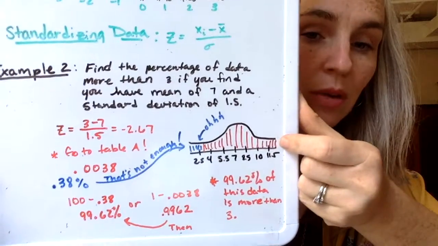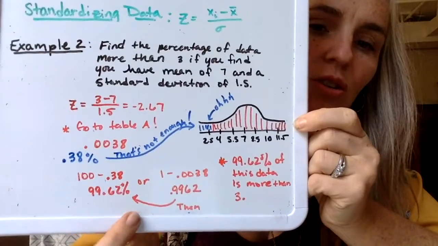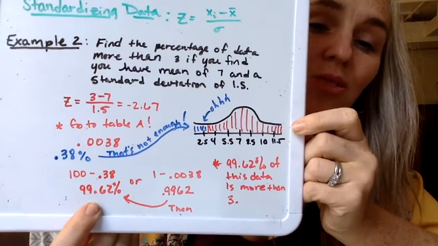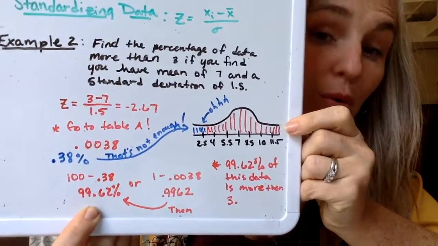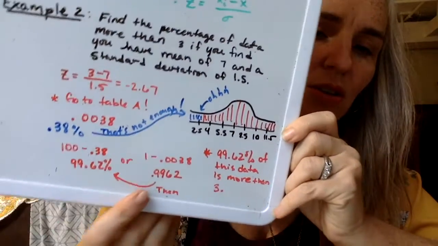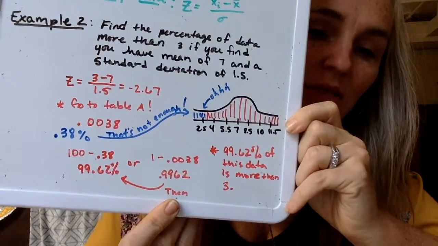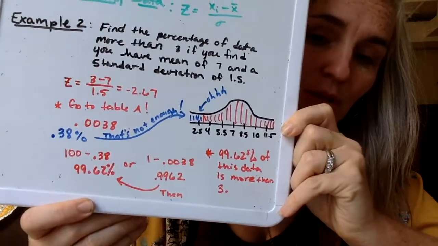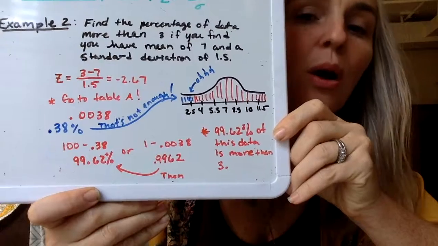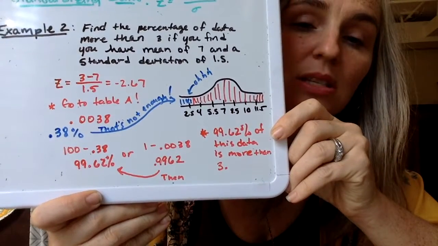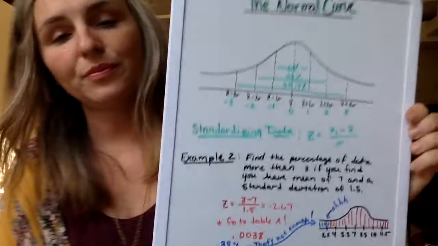Oh, so what we really need is the other side of the curve. You have 2 options here. You can do it with percentages: that's 100% minus 0.38%, for 99.62%. Or you can do it with 1: 1 minus 0.0038, which is 0.9962, then turn it into your percent. So this means 99.62% of all the data in this data collection should be more than 3.